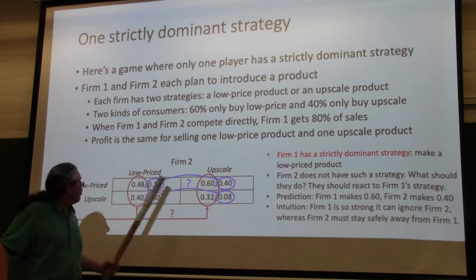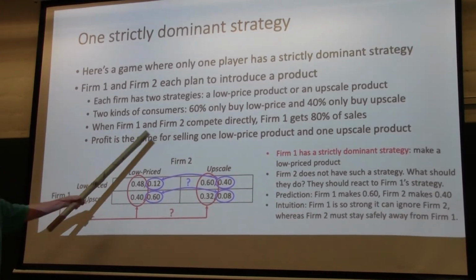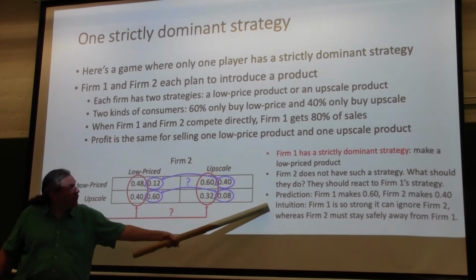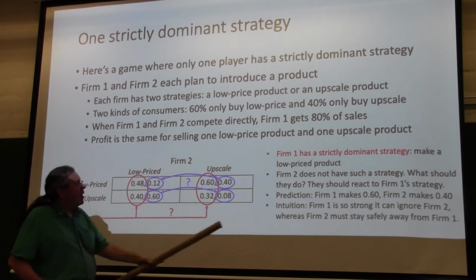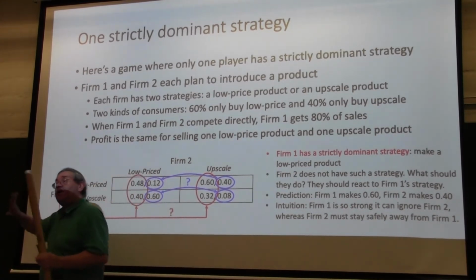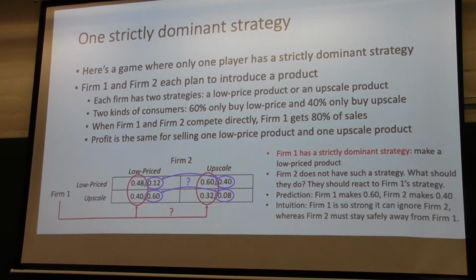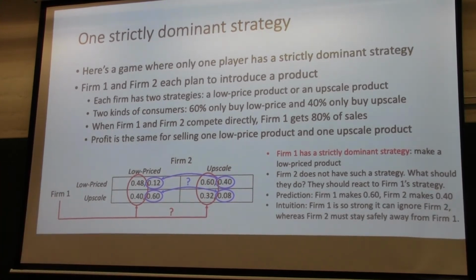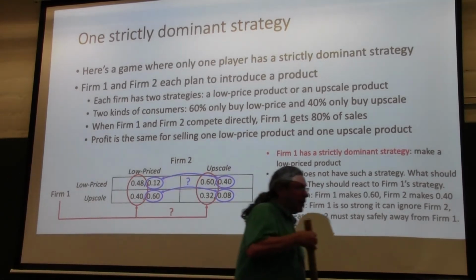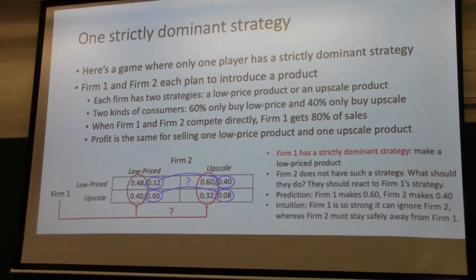That's what it means. Firm 1 is so strong, this 80%, they can basically ignore firm 2. They have a dominant strategy. But firm 2 has to stay away from firm 1, or they will be destroyed by firm 1. So if firm 1 does low price, firm 2 must do upscale. They have to stay away. Okay? So this is an example where only one player has a dominant strategy. See how it works?